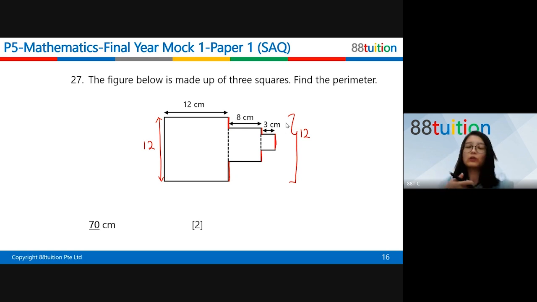What you can do instead is say that this whole thing adds up to 12. So here we've got 12, 12, 12, and 12. So it's 4 times 12 plus this line here, 8 plus 3, which is 11. So it's 11 plus 11. So it's 48 plus 22. So it's 70. Okay. Must learn the extension.